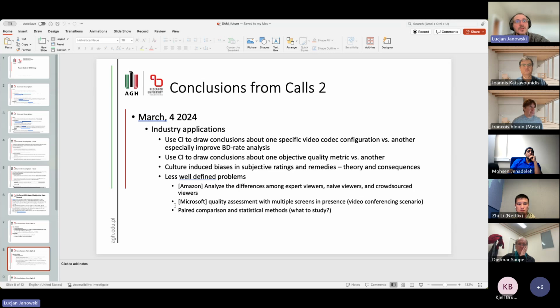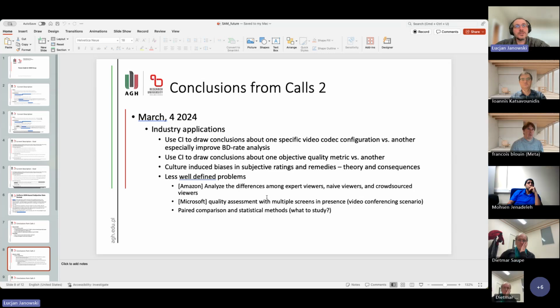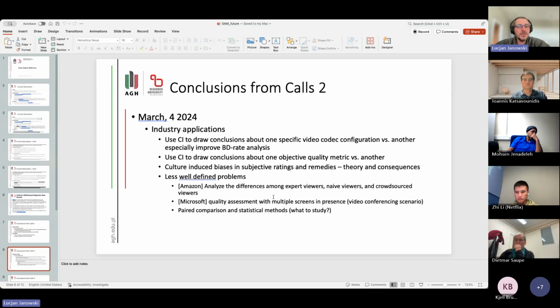There were also two less well-defined problems. So analysis of differences for the viewers that are very picky. We are now focusing on an average viewer for whom quality is not very important, but of course, for some services, it would also be good to focus on people that are very, very focused on quality, and average is not enough for them. Then you need specific metrics and maybe a specific system of doing subjective experiments. Multi-screens, this was brought by Z from Microsoft, so the teleconference as we have right now. And again, pair comparison and statistical methods, how we can combine it with ACR.